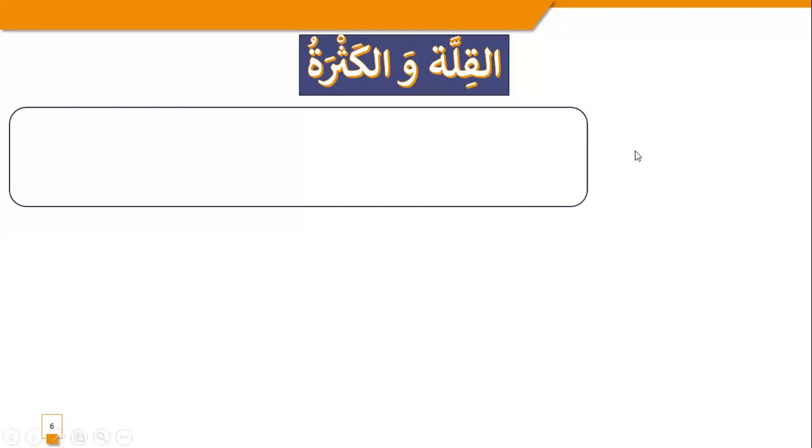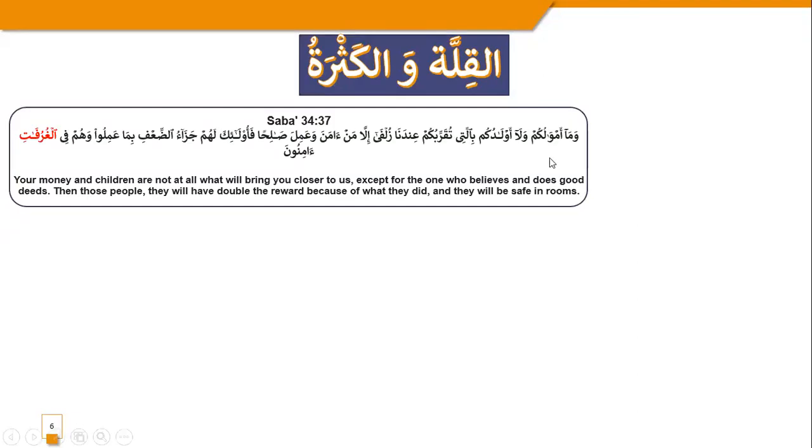So we know that in this ayah, for example, Wama amwalukum wala awladukum billati tuqarribukum indana zulfa. Basically, in this whole ayah, al-ghurafati is used. So your money and children are not at all what will bring you closer to us, except for the one who believes and does good deeds. Then those people will have double the reward because of what they did, and they will be safe in rooms. Here you see rooms as I've highlighted. As you can see, it's just plural.